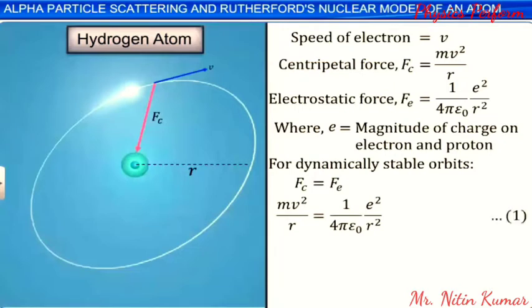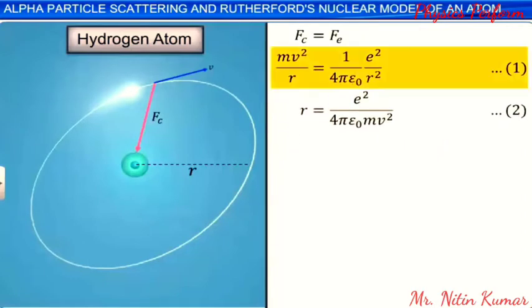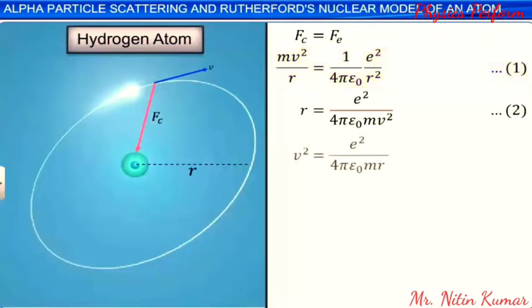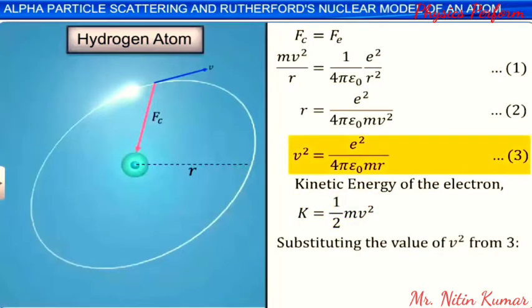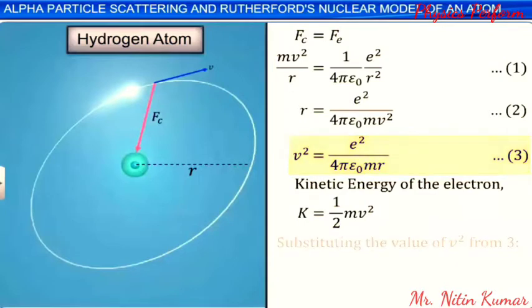On simplifying equation 1, we get the radius r is equal to e square by 4 pi epsilon naught m v square. Let this be equation 2. From equation 1, we also have v square is equal to e square by 4 pi epsilon naught m r. Let this be equation 3. The kinetic energy of the electron in the hydrogen atom is K and is equal to half m v square. Substituting v square in the expression for kinetic energy, we get K is equal to e square by 8 pi epsilon naught r.